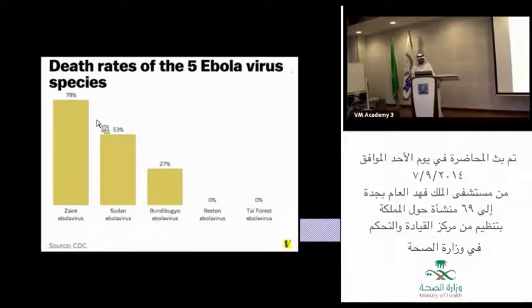The mortality rate related to these species is different. The highest is with the Zaire strain, about 80%. Sudan strain is about 50%. Bundibugyo is about 27%. Reston Ebola virus, which is an animal one, did not cause any disease or mortality. And the Tai Forest in Cote d'Ivoire did not cause mortality.